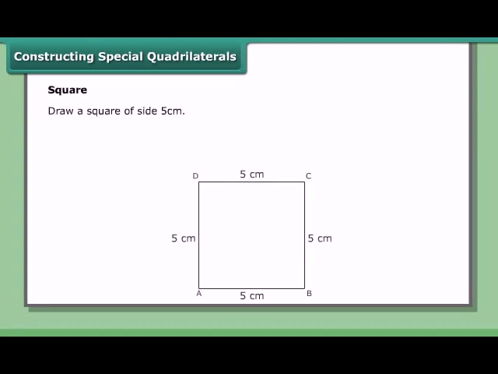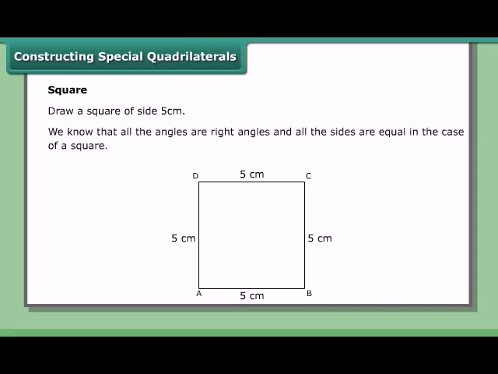Constructing special quadrilateral, square. Draw a square of side 5 cm. We know that all the angles are right angles and all the sides are equal in the case of a square. Given one side length is equal to 5 centimeters.